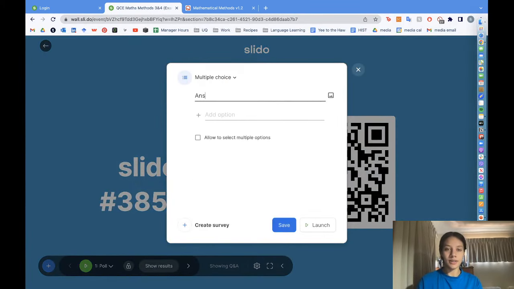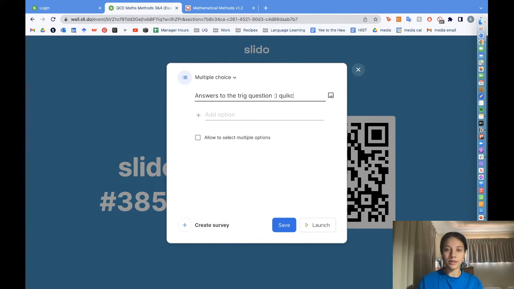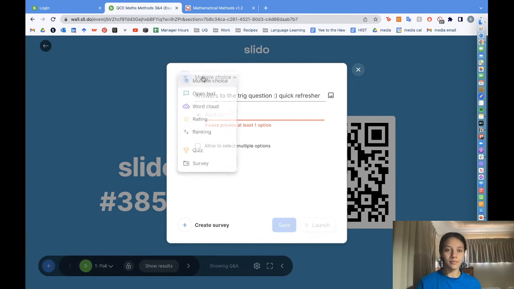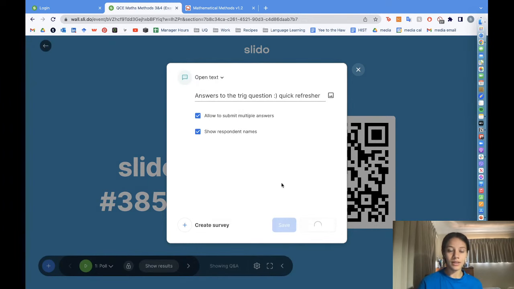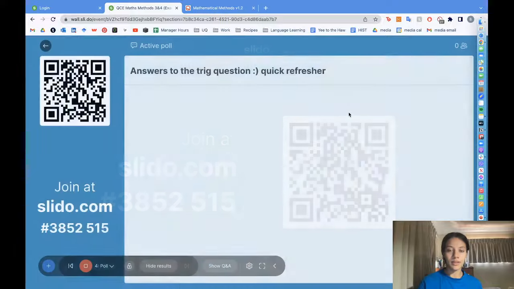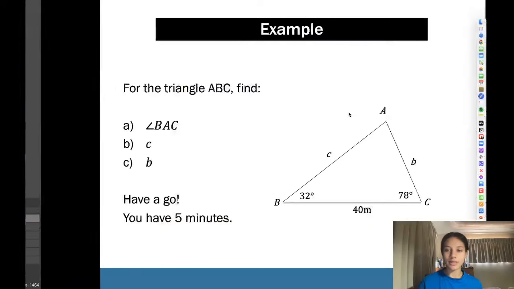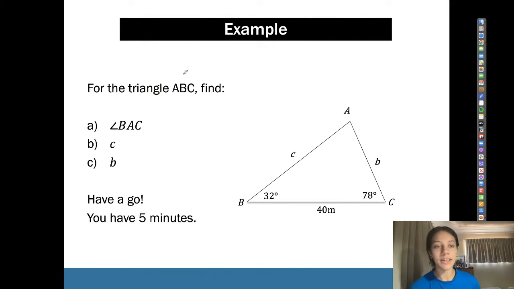Again, so answers to the trig question. Quick refresher. Alright, so I'll give you guys a few minutes to have a go at that. So we're finding an angle and then finding the length of two sides. So I'll give you about 5 minutes again. We might go a little bit less than that, but we'll see how we go.